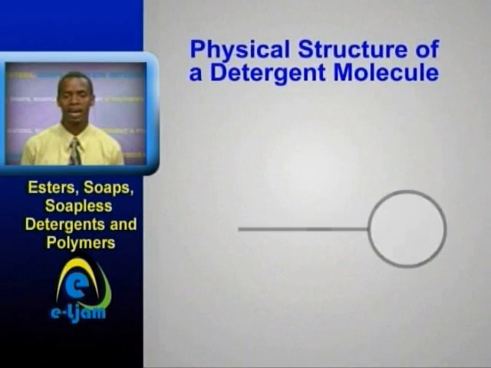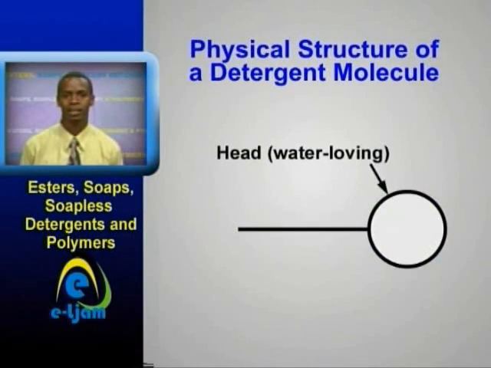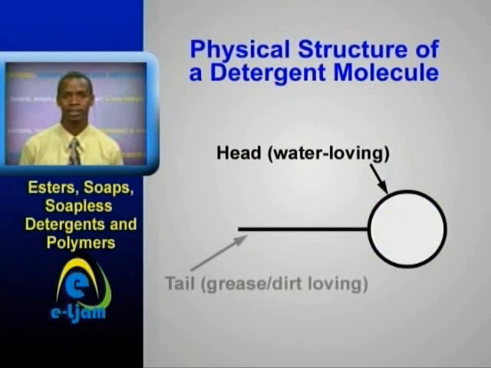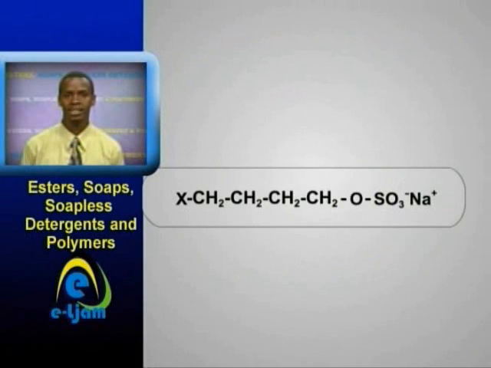Detergents have 2 main parts, the head and the tail. The head: this part has polar characteristics and tends to attach itself to water. It is water-loving, or hydrophilic. The tail: this part has nonpolar characteristics and tends to attach itself to dirt and grease. It's grease-loving, or hydrophobic. The X in the formula represents any number of combinations of CH2 in the formula that makes up the tail of the detergent.